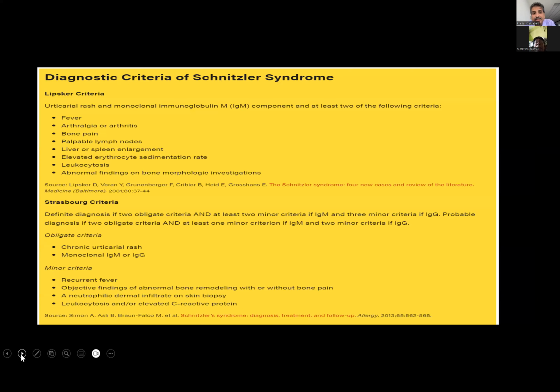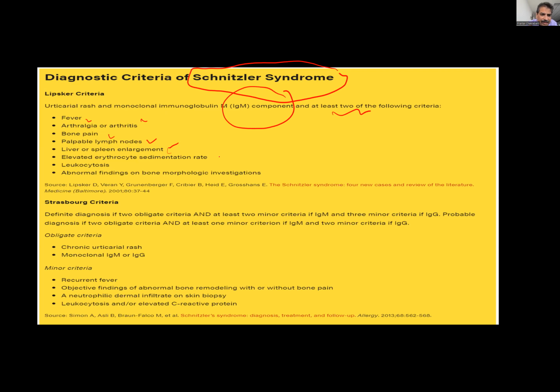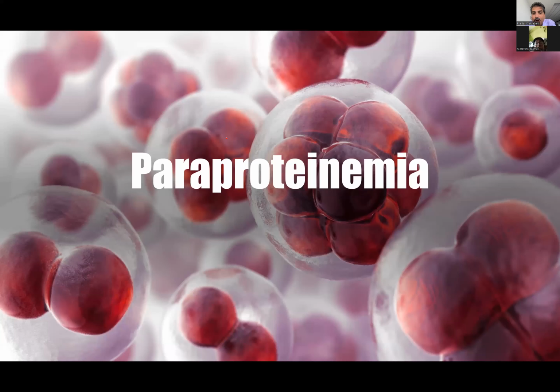So this is Schnitzler syndrome. Looking at the symptoms, this is the Lipsker criteria. So you have urticarial rash and monoclonal IgM. This patient has IgM kappa, and at least two of the following criteria: fever, arthralgia, arthritis, bone pain, palpable lymph nodes, hepatosplenomegaly, high ESR. It can be like any other vasculitis, and there will be abnormal findings on bone morphology. You'd be surprised to know that these also are paraproteinemias, and they usually present to the dermatologist.